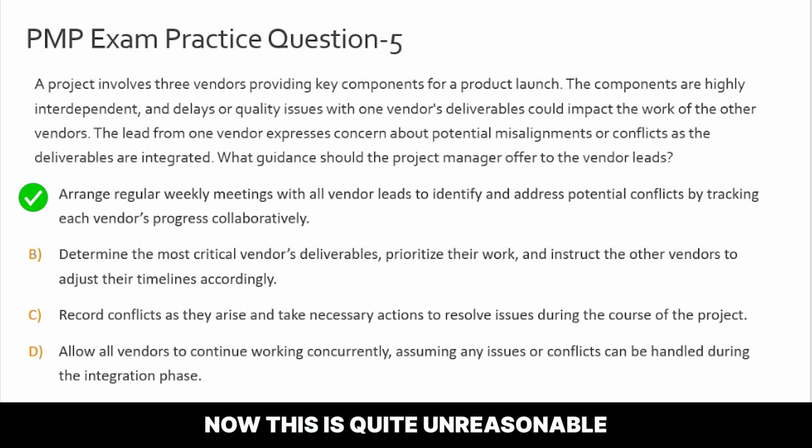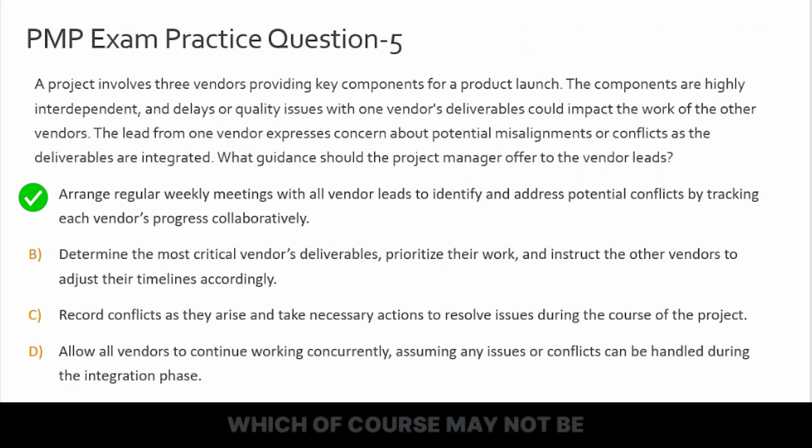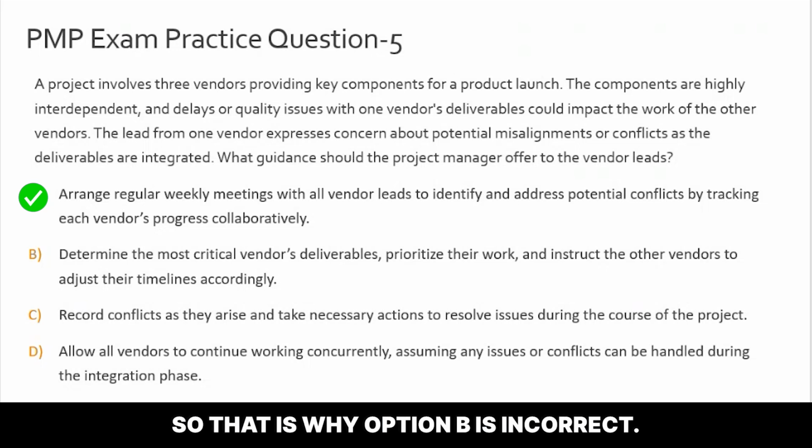Now, this is quite unreasonable, guys, right? Because this approach assumes that one vendor's work is inherently more important than the others, which of course may not be true, right? Prioritizing one vendor without considering the overall dependencies could create unnecessary delays or conflicts, undermining the integrated nature of the project in the end, right? So this option also fails to promote collaborative problem solving, which is of course crucial in managing interdependent deliverables. So that is why option B is incorrect.